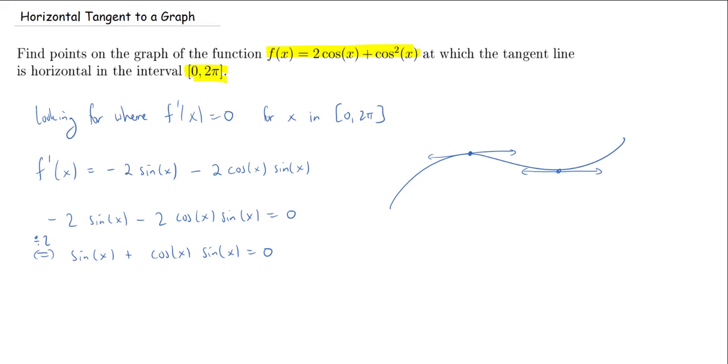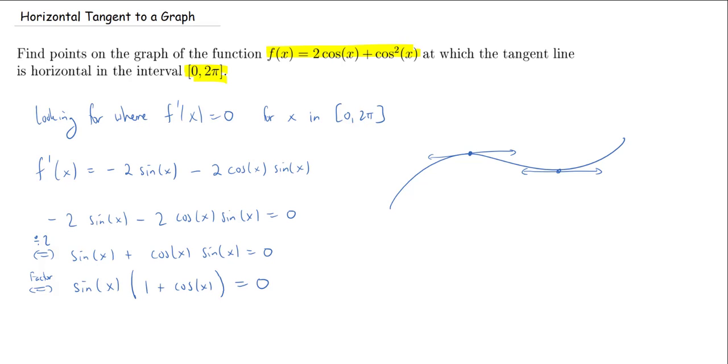Now you might be tempted to move stuff over to one side and then divide by the sine, but that actually will cause you some problems if you're at a place where the sine of x is equal to 0. So instead of doing that, we're going to factor. This is equivalent, and we're just going to factor the sine of x out. So I have sine of x times the quantity 1 plus cosine of x is equal to 0.